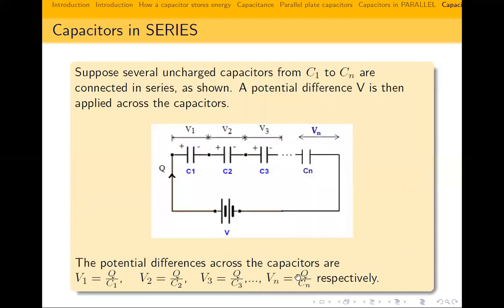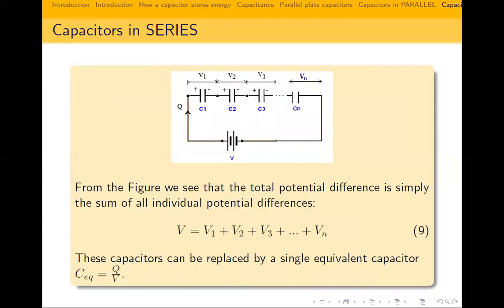For the last one, Vn, we have Q over Cn respectively. So the voltage across each capacitor is obtained using the main formula Q is equal to CV. From the figure, we see that the potential difference is simply the sum of all individual potential differences because they are in series. So we say that the main voltage V equals V1 plus V2 plus V3 up to the last one.